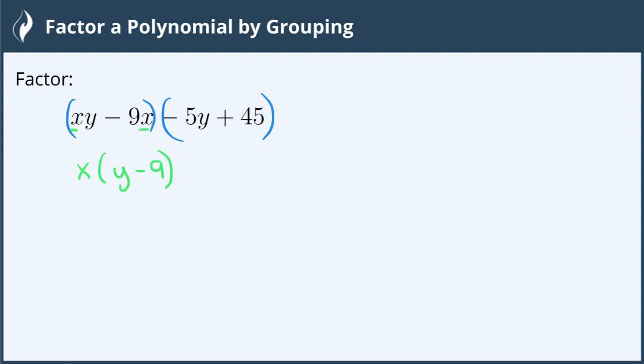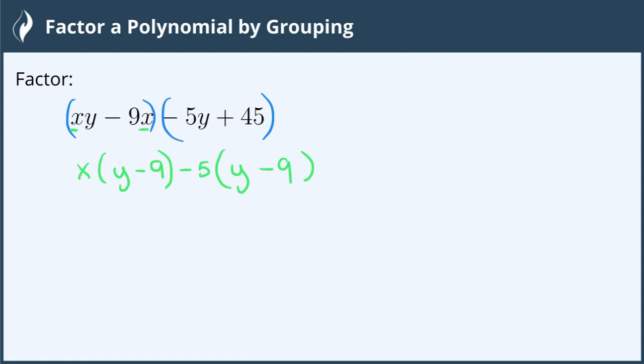Now looking at the second two, we have minus 5y plus 45. I could factor out a 5, but since there is a negative 5 out front, let's go ahead and factor out a negative 5. So I have negative 5 factored out in front, and see what we're left with on the inside. Negative 5y divided by negative 5 is positive y, and positive 45 divided by negative 5 gives us negative 9.